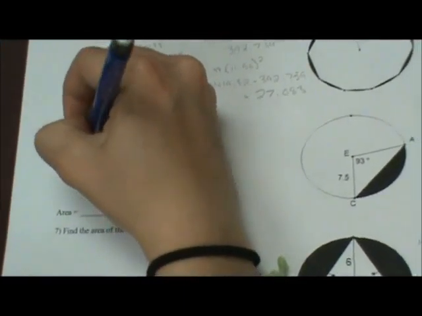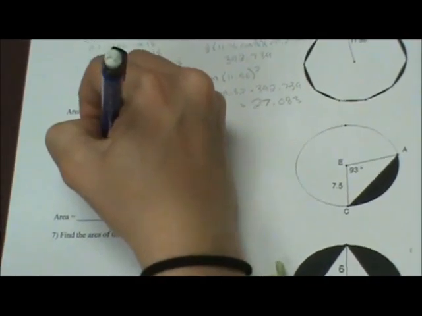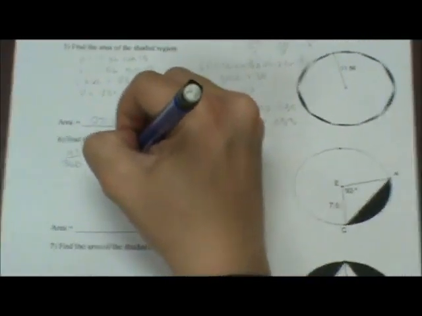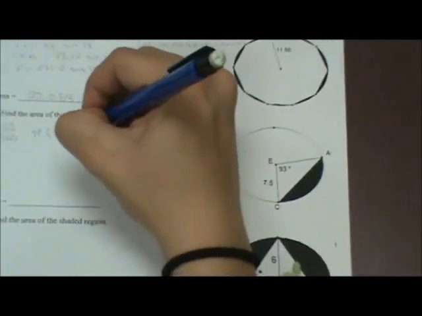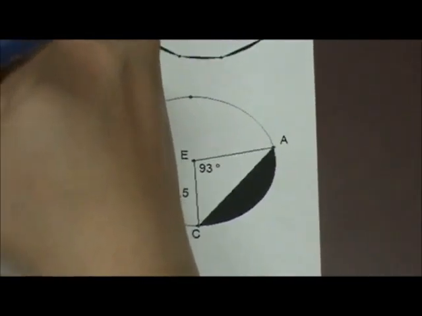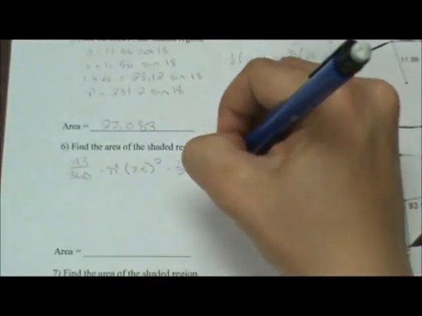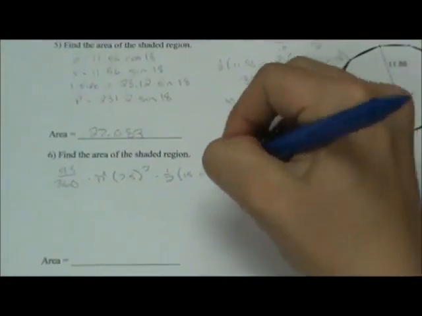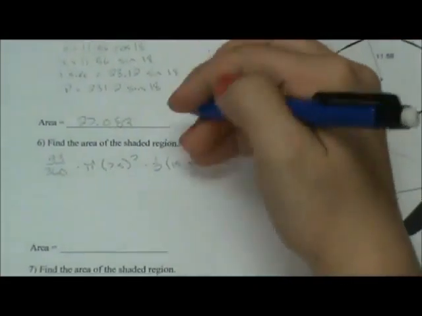So to find the area of the sector, we just use the sector formula. It's going to be the measure of the angle, so the sector angle. That's going to be 93 over 360 times pi times 7.5 squared, because 7.5 is the radius. That's going to be minus, when we figure out what all the other things are, the area of the triangle.